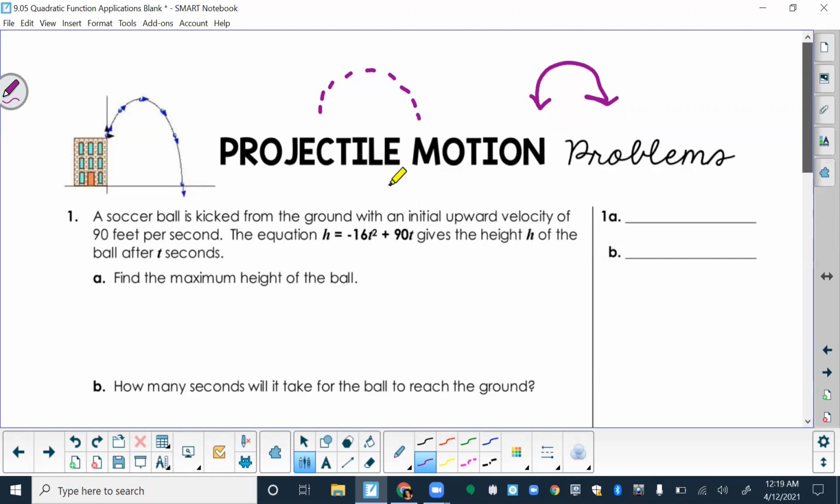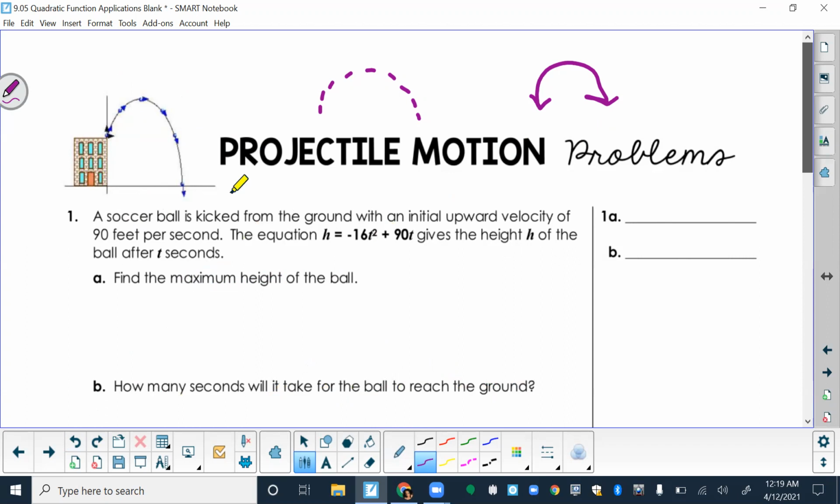So in these problems, when it's asking for things like maximum height, it's asking for this. Or when it's asking for how long until the ball reaches the ground, this is what you'll do. And that'll kind of help you. And I'm hoping that you're seeing on these diagrams why that is.